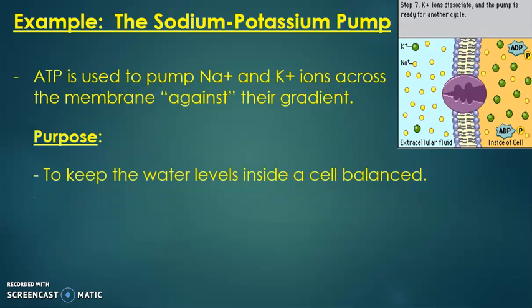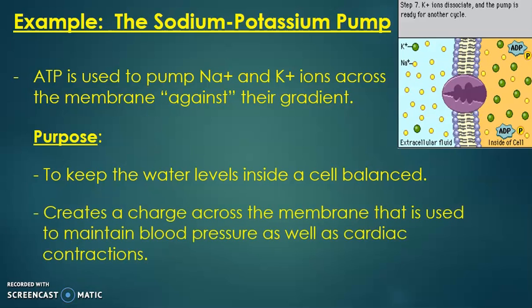So the purpose of this is ultimately to keep water levels inside a cell balanced. So you don't want to have like 90% water on one side and only 10% on the other. You're trying to maintain an equilibrium, a 50-50 balance of water on both sides of the membrane. That way your cells won't shrink or expand too much.